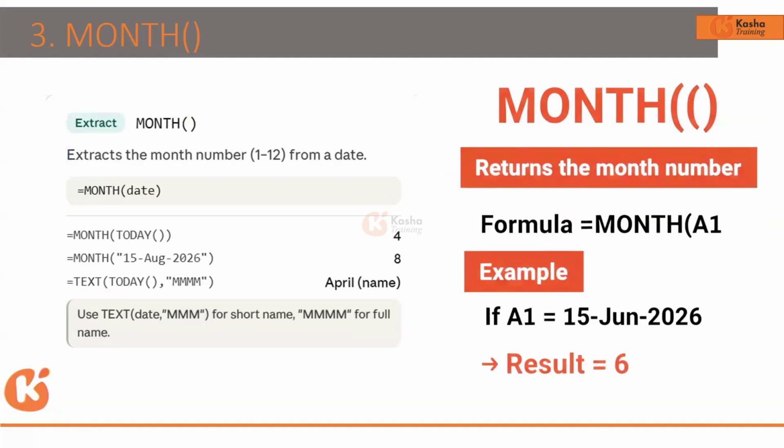The third function is for month. It will give you the month you're working in. Here you can see MONTH and the date, or if you give MONTH of A1, and A1 is this date, you can see June is the 6th month, so it has returned the value 6. Another example: if you take today's date, April is going on, so it is 4. Now this is August, it is going on 8th. You can see the month coming here. You can also give TEXT of today's date with month, and it will give you the April month.